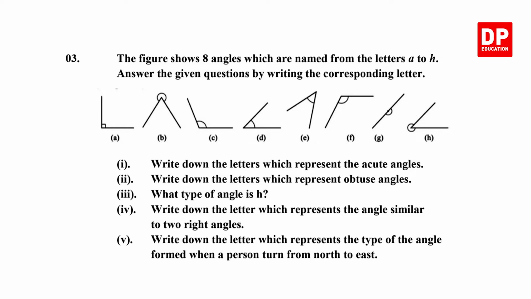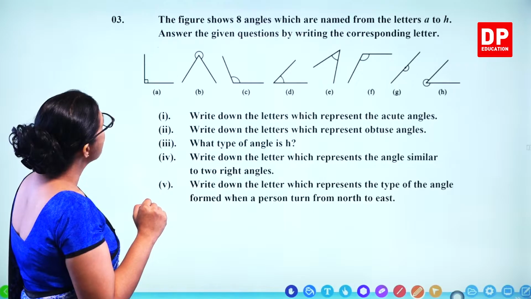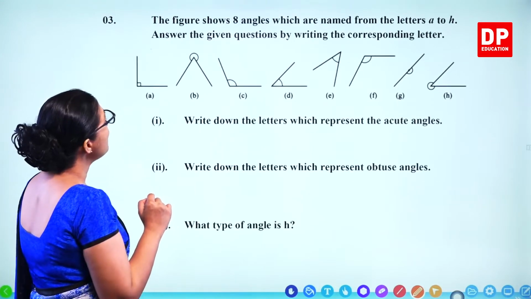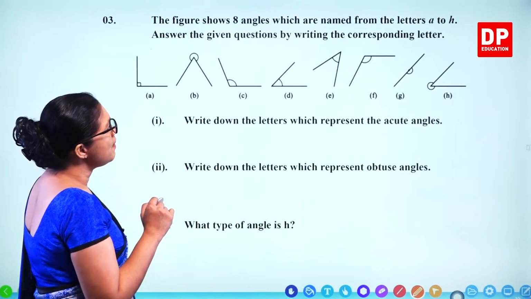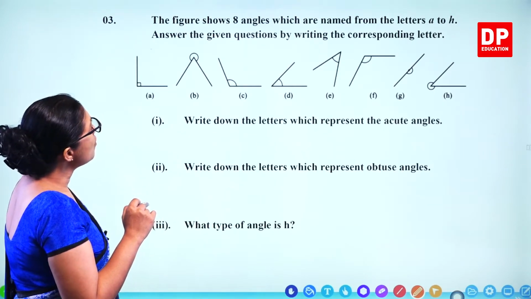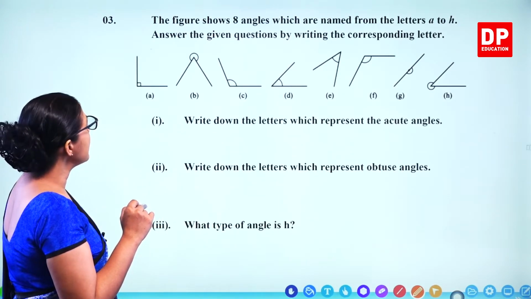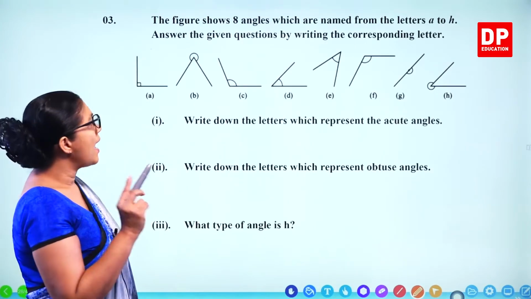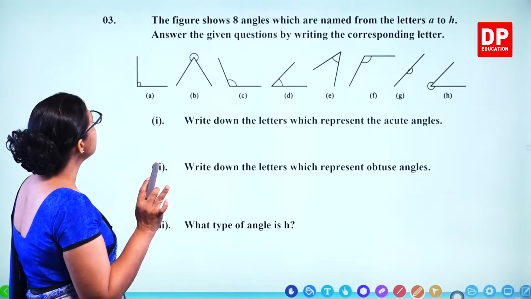Let's do question number 3. This is about angles. The figure shows 8 angles which are named from the letters A to H. Answer the given questions by writing the corresponding letter. Write down the letters which represent the acute angles. Acute means less than 90 degrees.